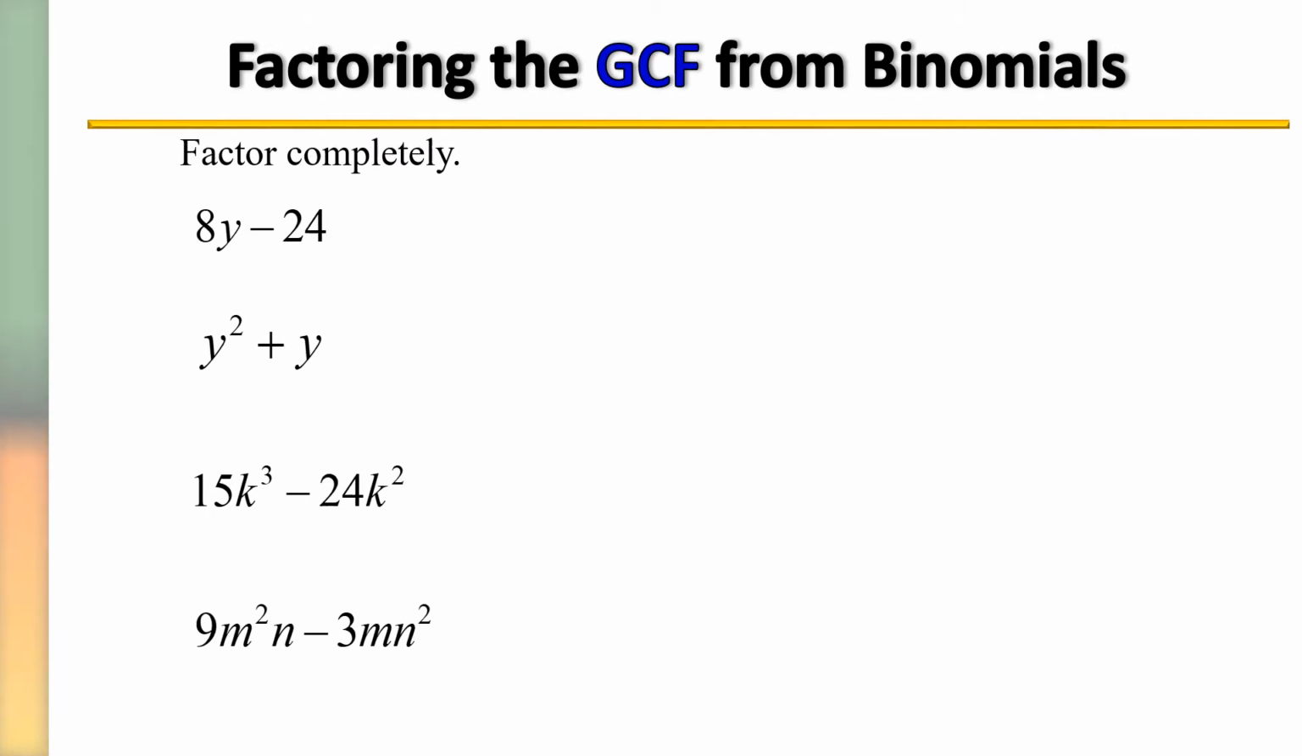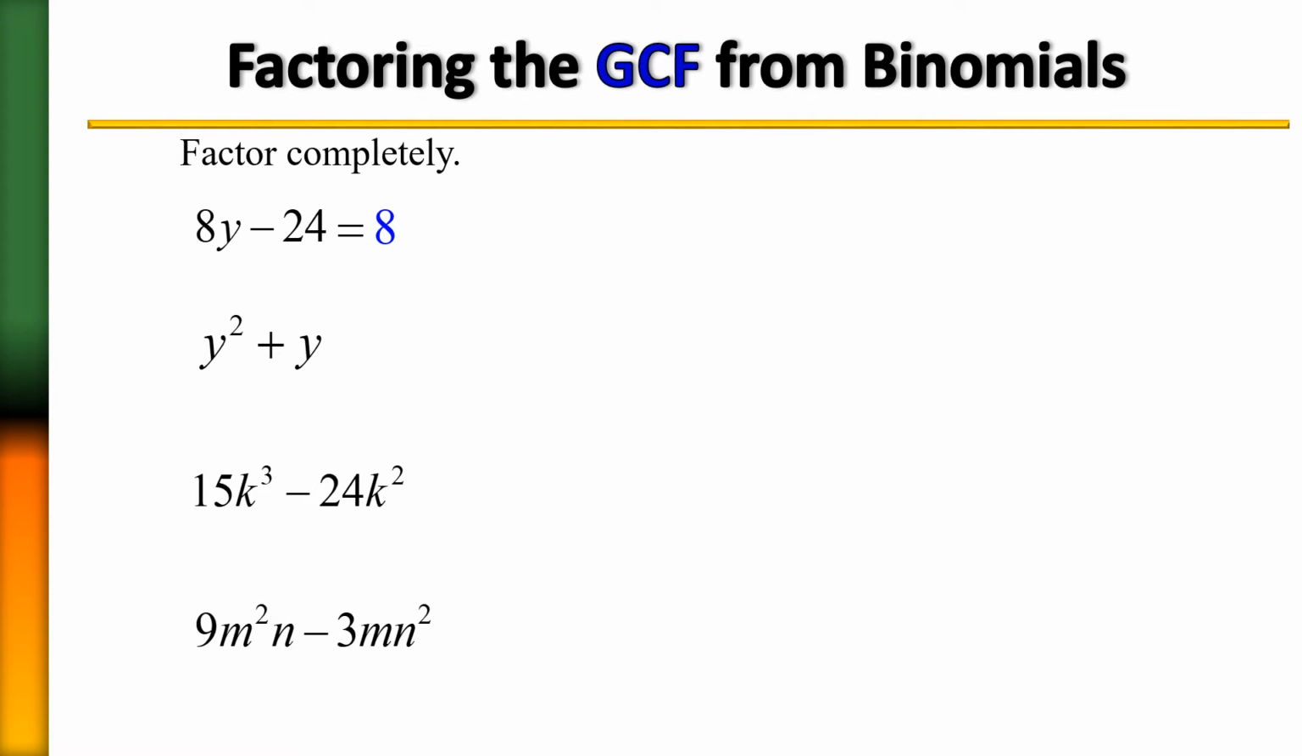Let's do some more practice factoring the GCF from binomials. So here we have 8y minus 24. And again, what you want to do is look inside those numbers and find what is the greatest numerical factor that they share in common. So I know that 8 times 3 is 24, and here's an 8 for the first term. So the GCF then is going to be an 8.